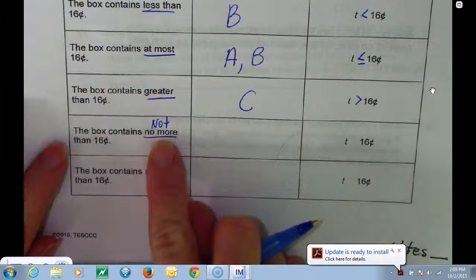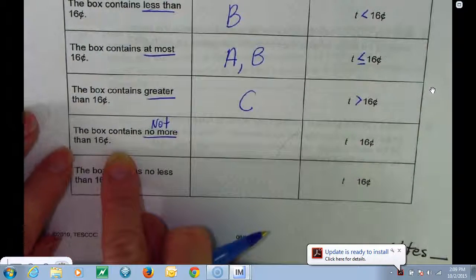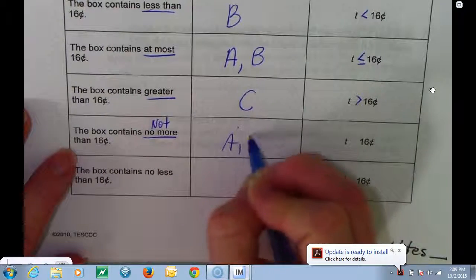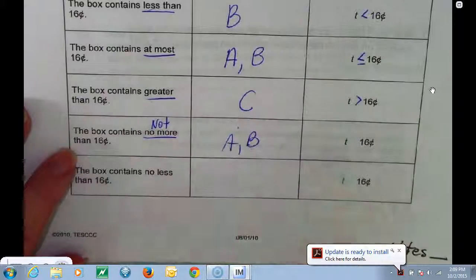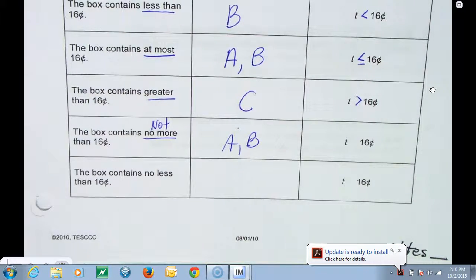So it's going to be not more, but less than 16 cents, right? So what's it going to be? A and B. So no more than. So I can say I want no more than 10 people on that ride. 10 people can get on the ride or less.